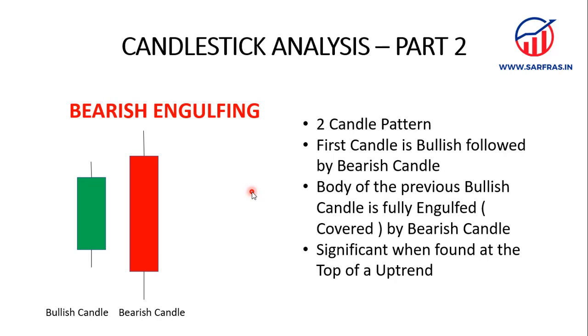This is again significant when found at the top of an uptrend, and it implies a downtrend. Wherever you find a bearish pattern emerging at the top especially, there is more weightage when it appears at the top or bottom of trends. So if a bearish pattern appears at the top, it implies a downtrend. If a bullish pattern appears at the bottom of a downtrend, it implies a change to an uptrend. Let's check out the chart.